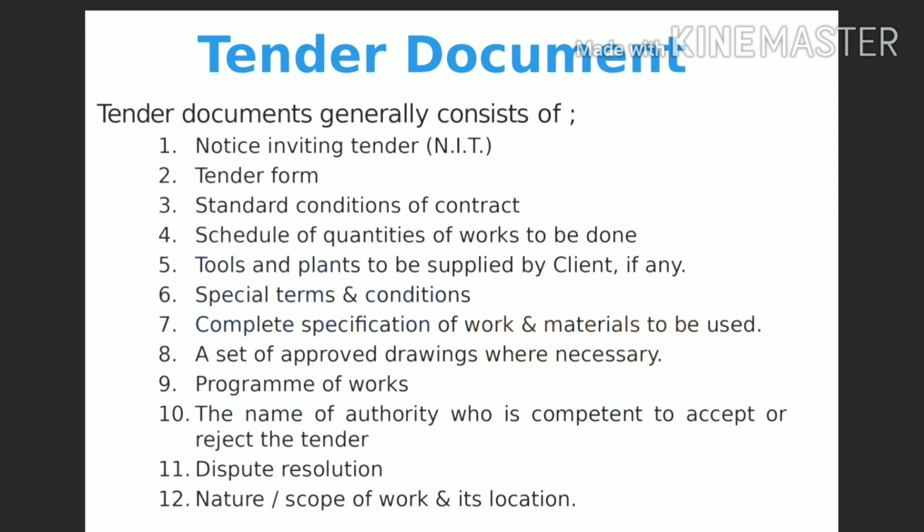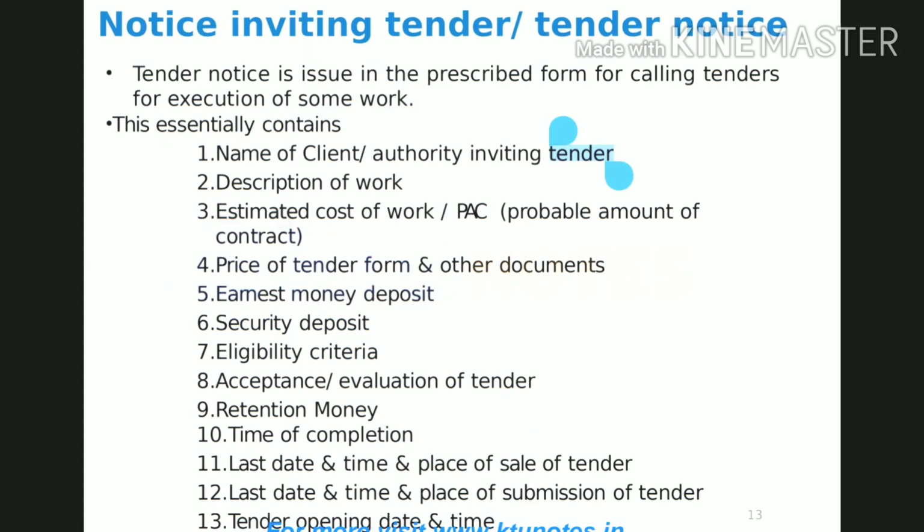Now, let us see what a tender document is. The tenders to be called should meet the requirements of the construction. Normally, a tender document consists of general conditions of tender, schedule of items of work with specifications, and special conditions. Or, in general, it consists of NIT, tender form, standard conditions, schedule of quantities of works, tools and plans, special conditions, complete specifications, dispute resolution, nature, scope of the work, and its location. One is notice inviting the tender or NIT.